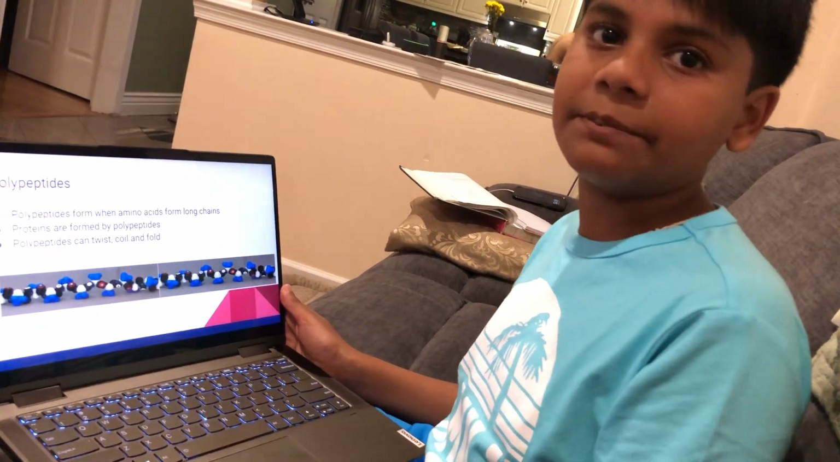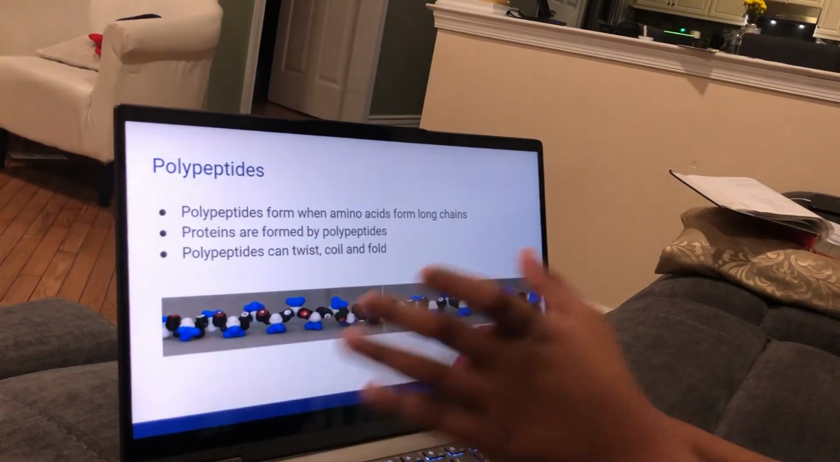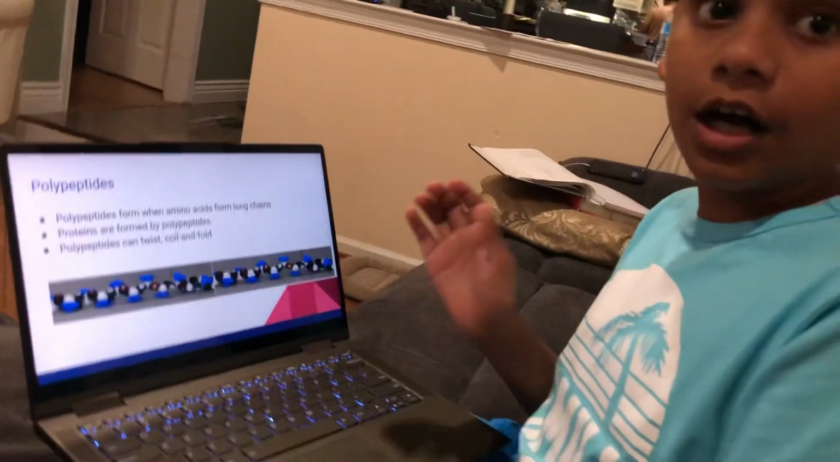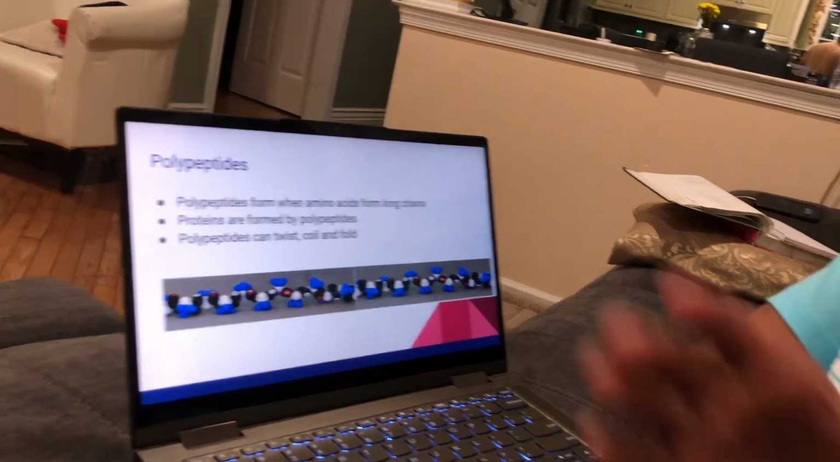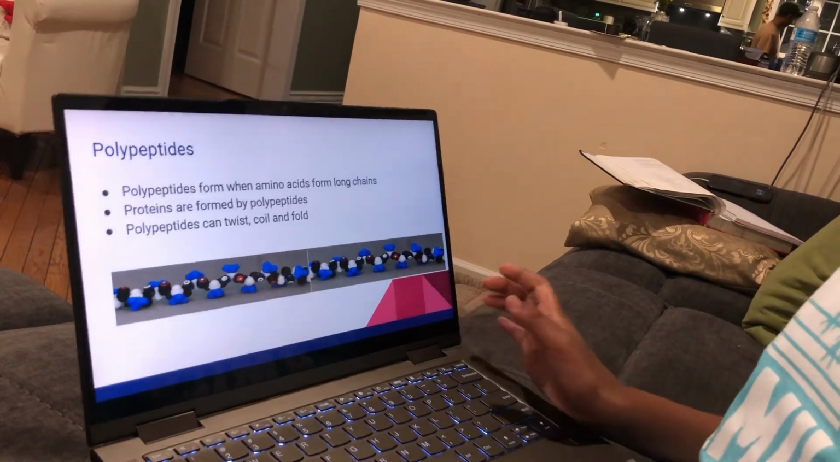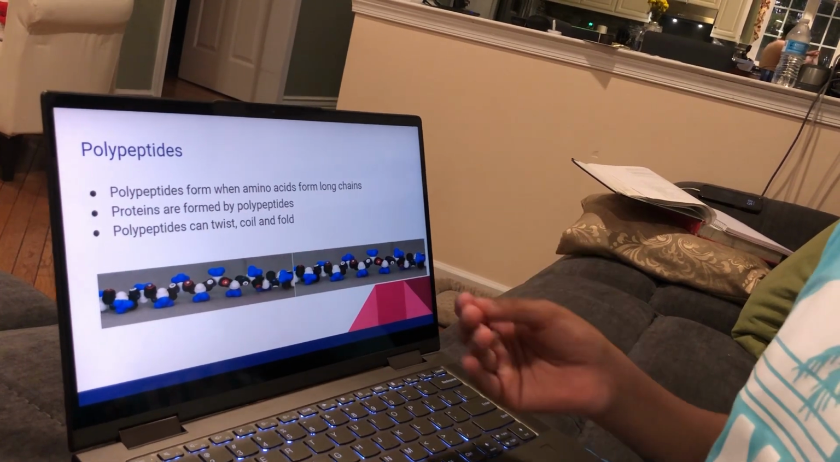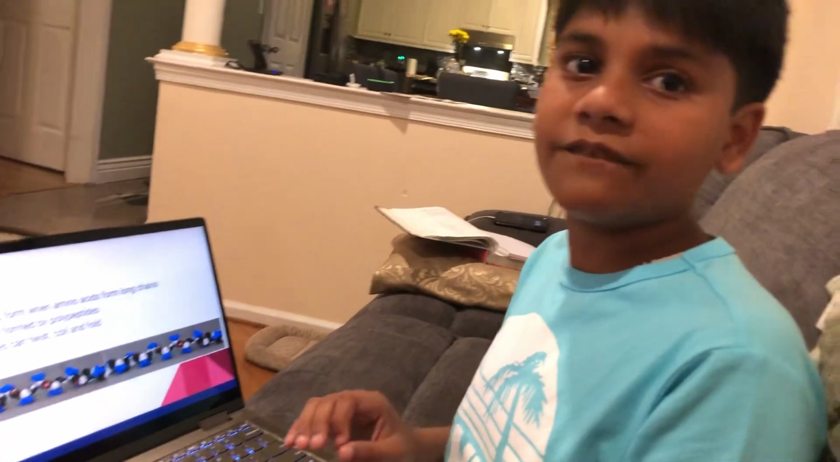And now we have polypeptides. Polypeptides are actually very basic. They're just a lot of amino acids strung together in a chain. And the proteins are formed by polypeptides, and the thing about polypeptides is that they have a property where they can twist, coil, and fold.